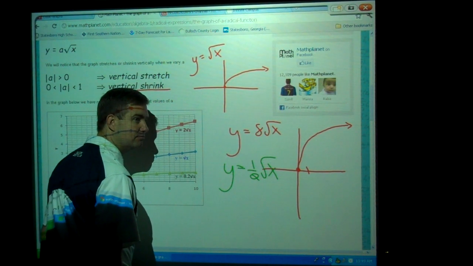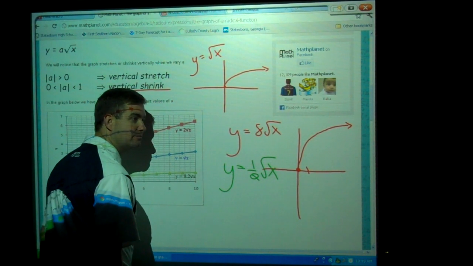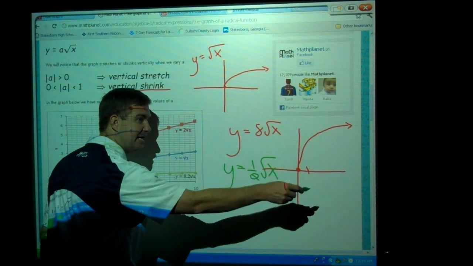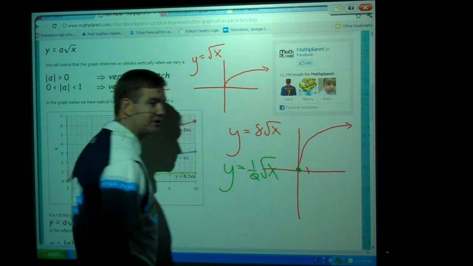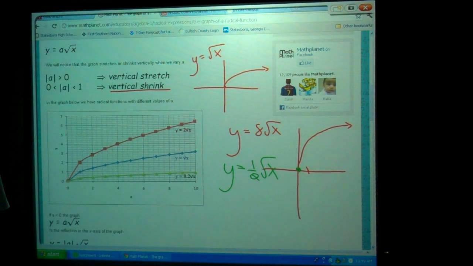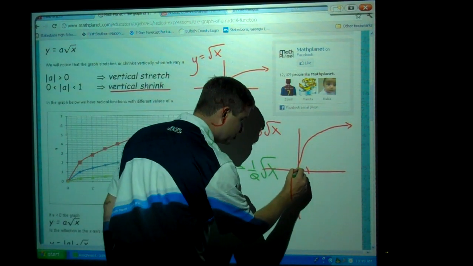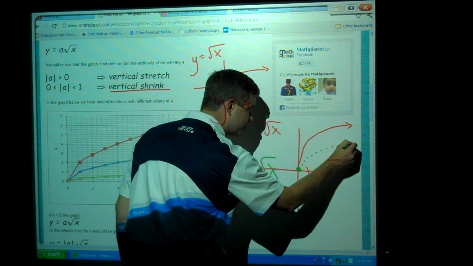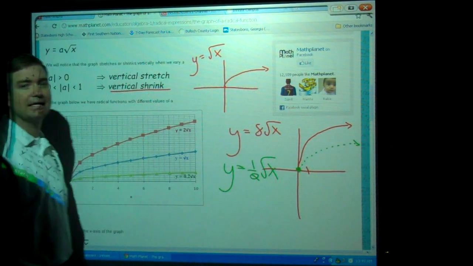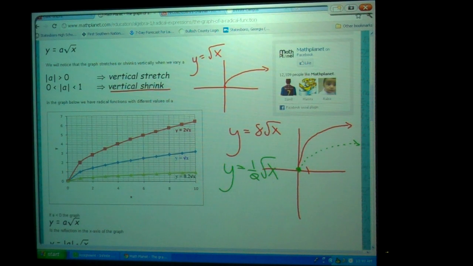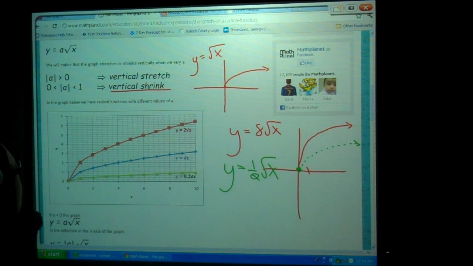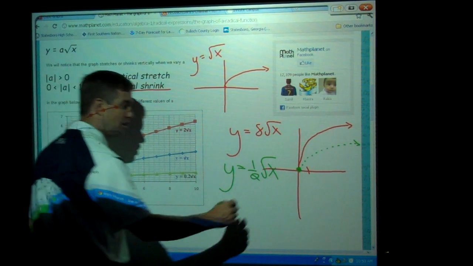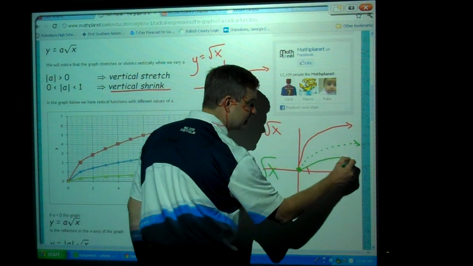Where is it going to start? 0, 0. Why? Because nothing on the inside, nothing on the outside. We haven't changed the starting point, so it's still going to start at 0, 0. I'll put normal in dots. Here's normal. There would be the square root of just plain old x. But if I add the 1/2 in front, I shrink it, and where is it going to be? Below that. Closer to the x-axis. Very good description. It's going to be closer to the x-axis. It's going to be like this.